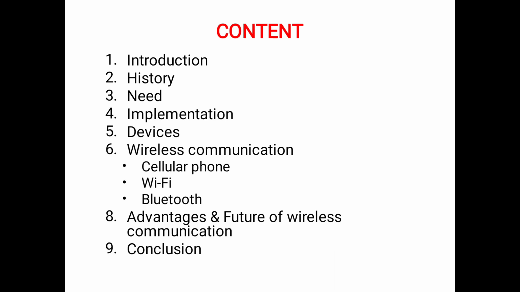Before going to the topic, the overall content is: introduction, then history of communication, the need for wireless communication, then implementation of wireless communication, then what are all the devices used in wireless communication, such as cellular phone, Wi-Fi, Bluetooth, then the advantages and future of wireless communication systems, and at last the conclusion about wireless communication.